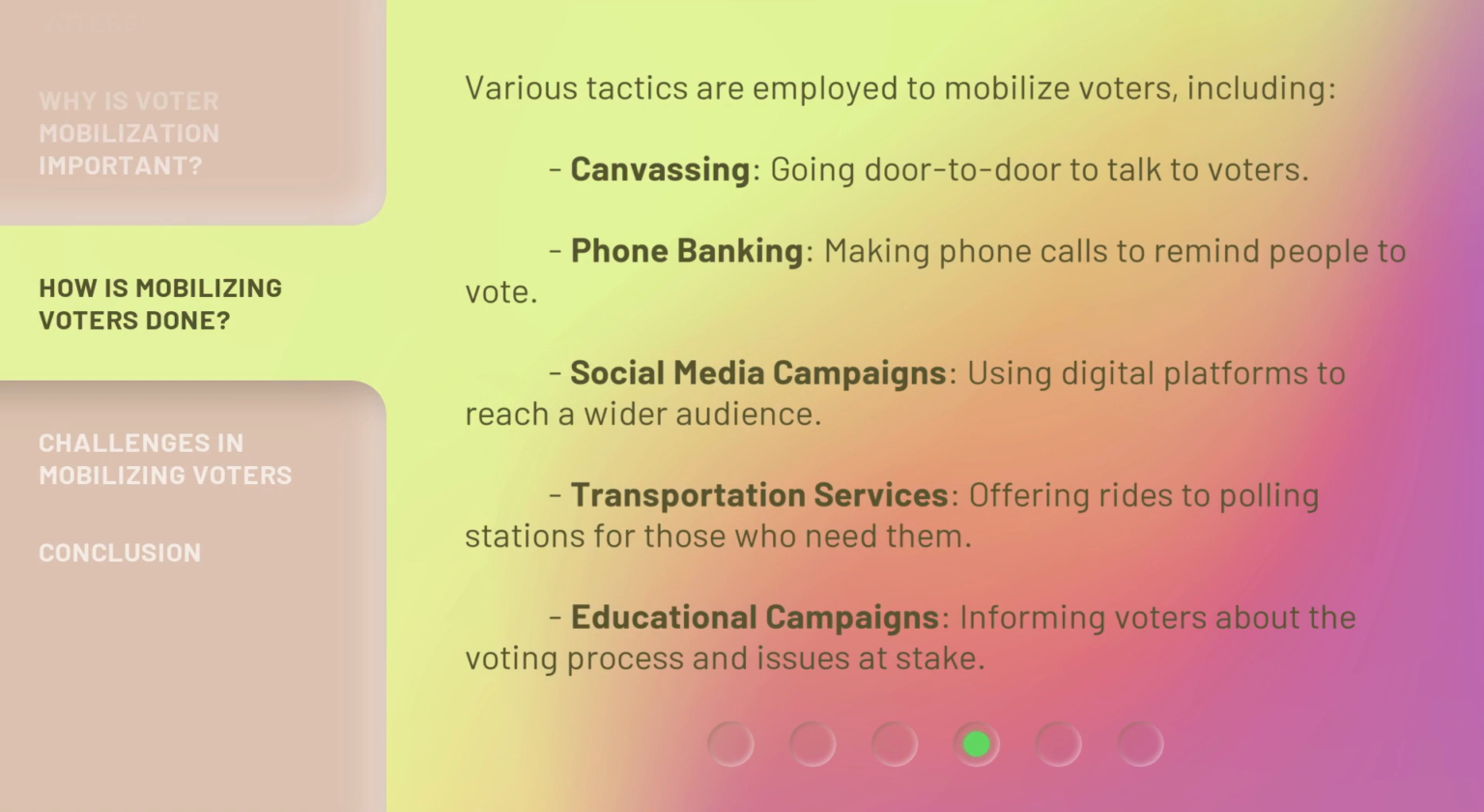Various tactics are employed to mobilize voters, including canvassing, going door to door to talk to voters, phone banking, making phone calls to remind people to vote, social media campaigns, using digital platforms to reach a wider audience, transportation services, offering rides to polling stations for those who need them, educational campaigns, informing voters about the voting process and issues at stake.